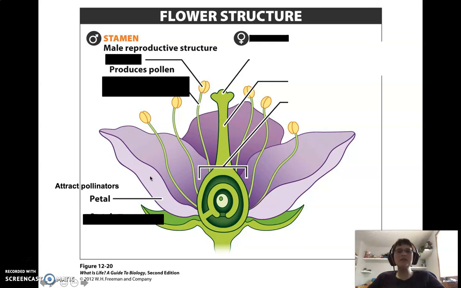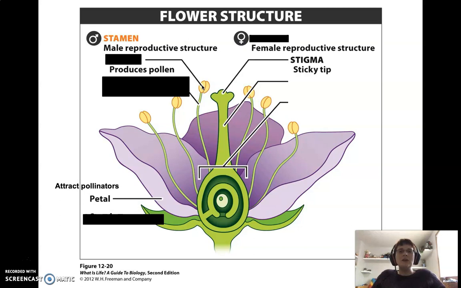We've got petals attracting pollinators. That main function is to pick up this pollen because we want the pollen to get moved around from flower to flower. We don't want a flower to be pollinated by itself. And then the last set of structures are the female reproductive structures.